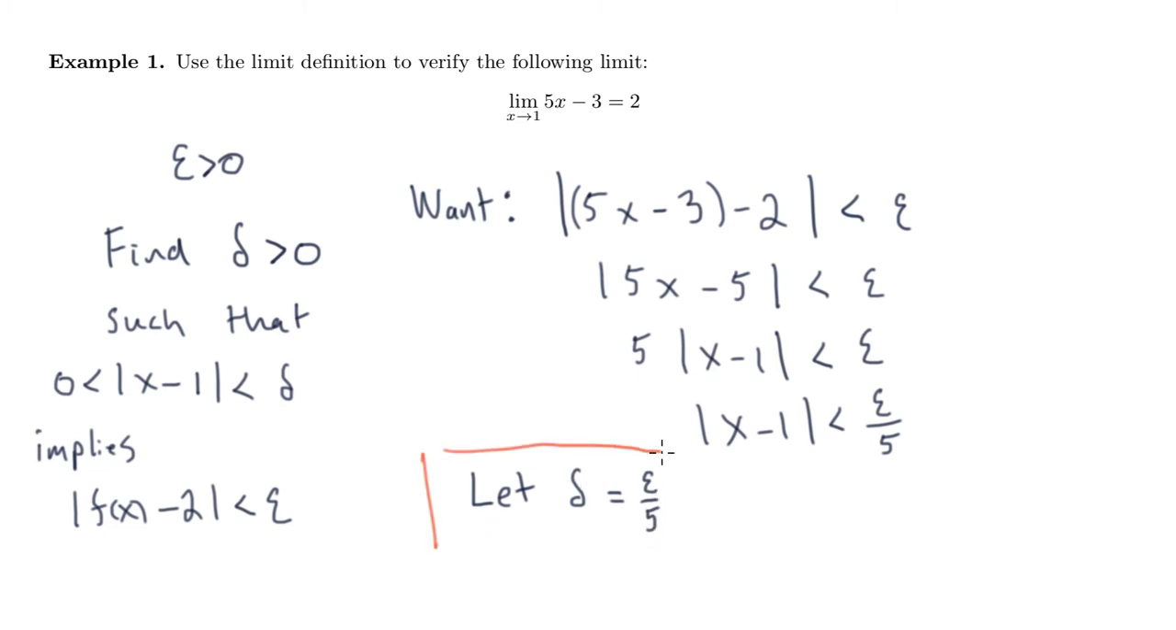And now I'm done. Remember, that was the game. Epsilon was given. My job was to find delta in terms of epsilon, and hopefully now you see what I mean by that. Delta equals just something involving epsilon. And I see that if, okay, this is delta, so if the absolute value of x minus 1 is less than delta, epsilon over 5, then I just work backwards and see, yeah, f of x minus 2 in absolute value is less than epsilon. So I'm done.